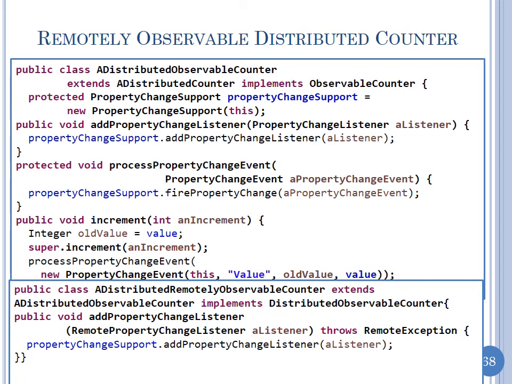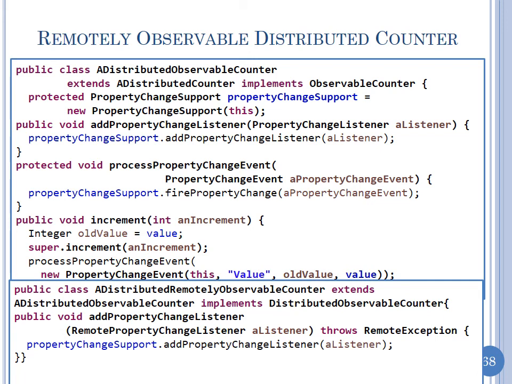So let's go and understand what's going on here. I have the previous class I had, which didn't quite work for me, so I'm creating a new class. That new class now has a second property change listener. The first property change listener takes local listeners as arguments. The second property change listener takes remote listeners as an argument.